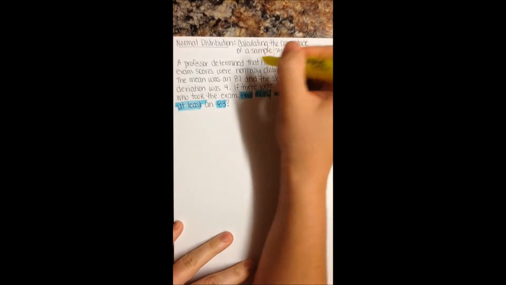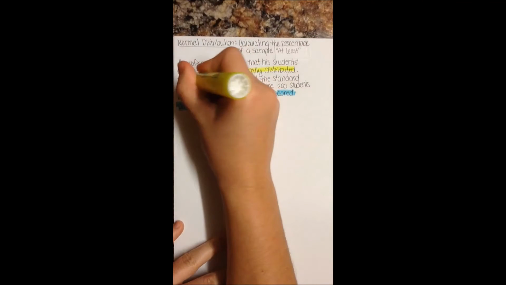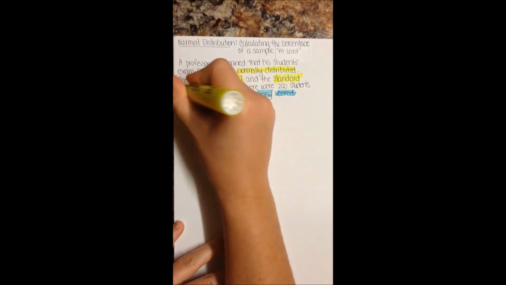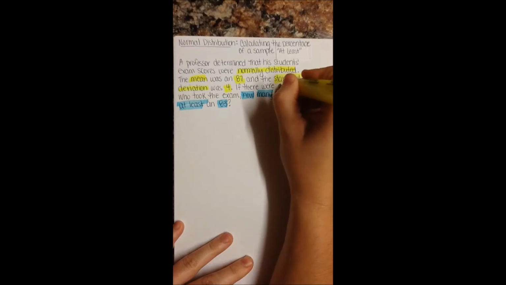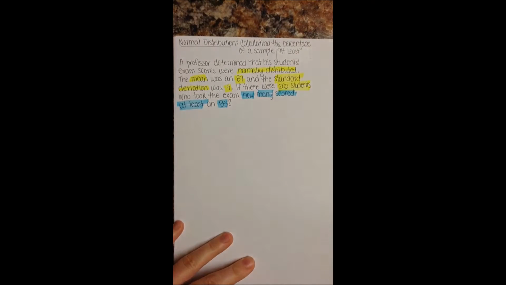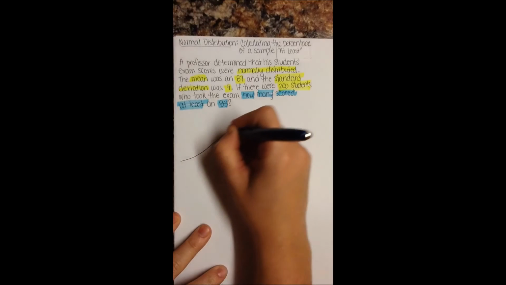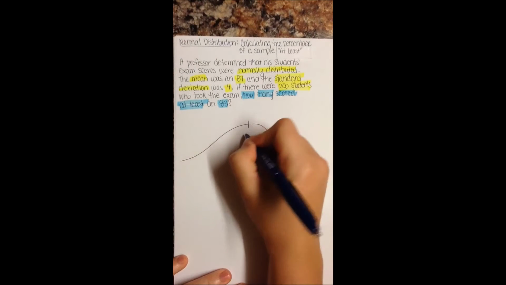It states that the information was normally distributed. There was a mean of 87 and a standard deviation of 4. And there's also a sample of 200 students. So the key piece of information out of the entire problem is the information that says normally distributed. So I want to draw a normal distribution curve. And I want to write down my mean.